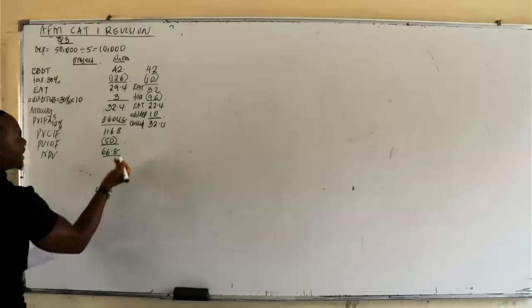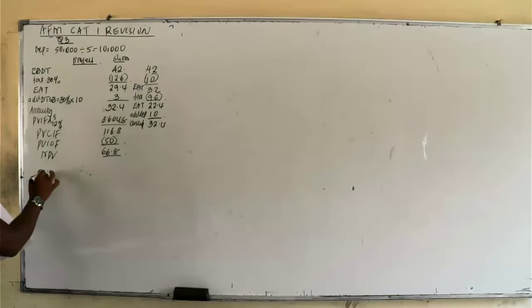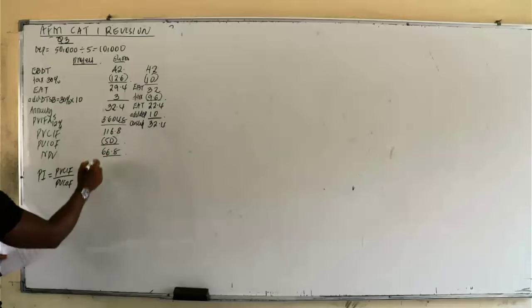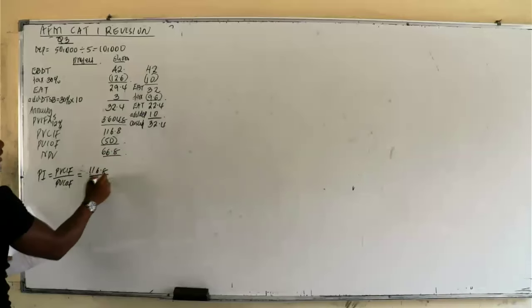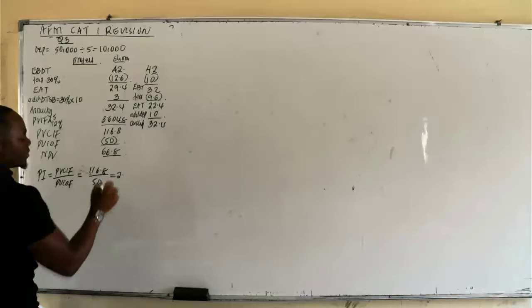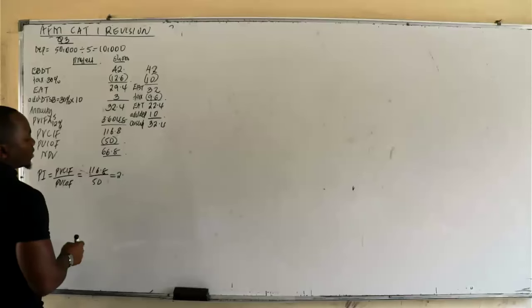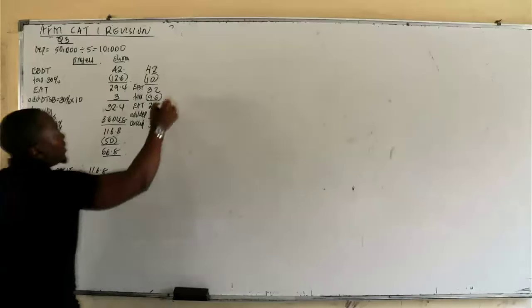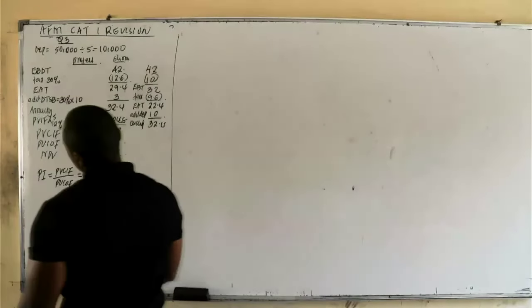How much will be the NPV? 66.8. What about the profitability index? Present value of cash inflow over the present value of cash outflow. The present value of cash inflow is 116.8, and the present value of cash outflow is 50. You get 2 point. Give me to 2 decimal places. And that's how we are getting 5 marks.